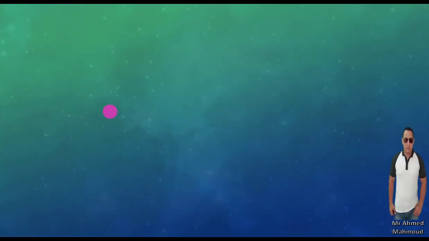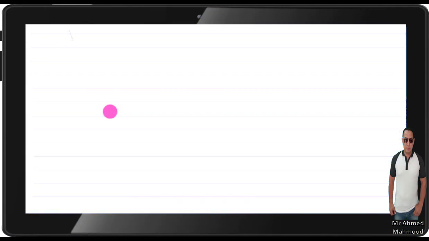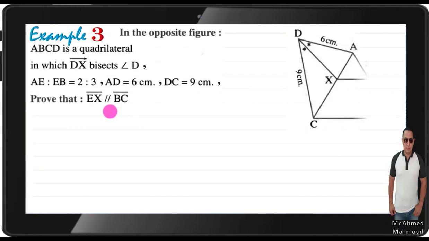Now example 3. In this example, AE over EB equals 2 to 3, as we see in the figure. AD equals 6, DC equals 9 centimeters. Prove that XE is parallel to BC. This looks like the previous question. Now I'm going to start with the triangle ADC.